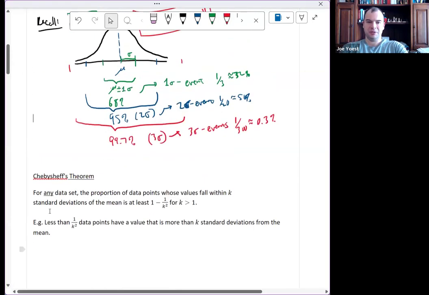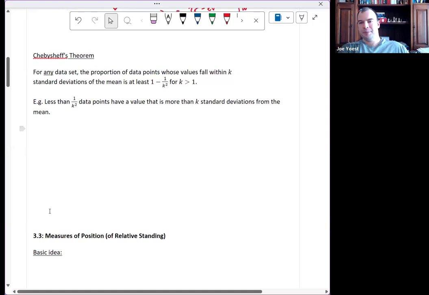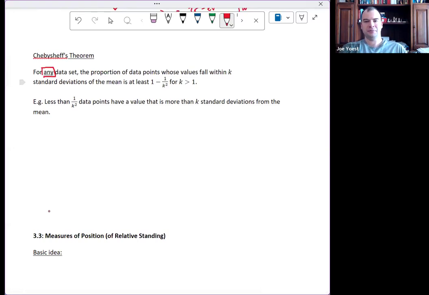Chebyshev's theorem says something similar to the empirical normal rule, but the important thing is this works for any data set. This is based on the underlying mathematics of how things like standard deviation and mean are computed. So for any data set, the proportion of data points whose values fall within k standard deviations of the mean is at least 1 minus 1 over k squared for k bigger than 1. Or another way of saying it is less than 1 over k squared data points have a value more than k standard deviations from the mean.